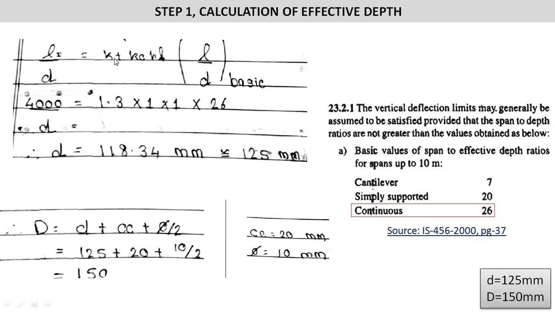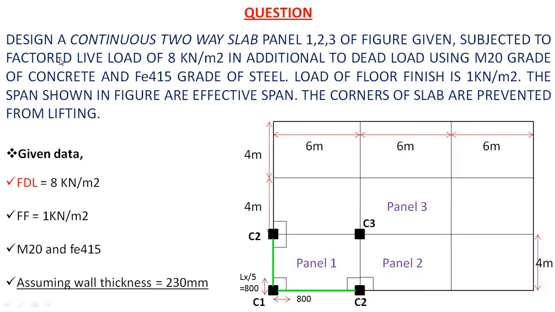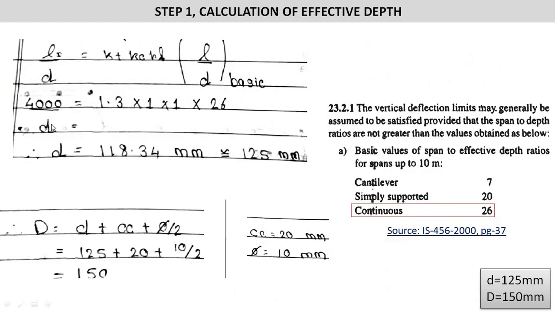Now for Kt, as it is a continuous slab, we have to multiply with 1.3, and our Lx means the shorter span. There are two dimensions: it is provided as 4 meter in width and 6 meter in length. So 4000 divided by d is equal to 1.3 into 1 into 1 into 26. We get the effective depth, small d, equal to 118.34 mm, and we will round it off and take it as 125 mm.